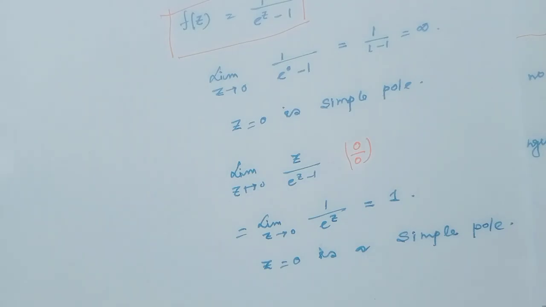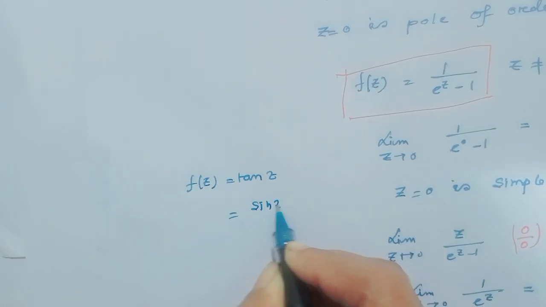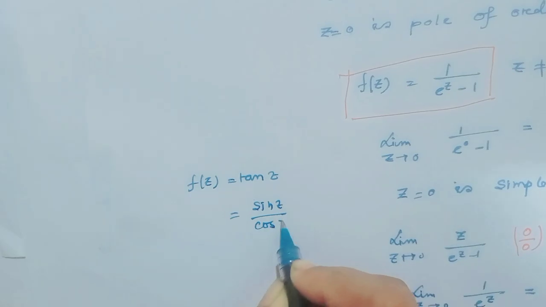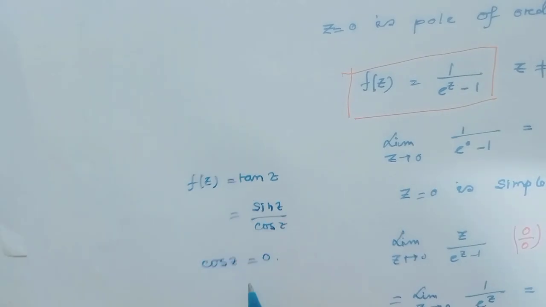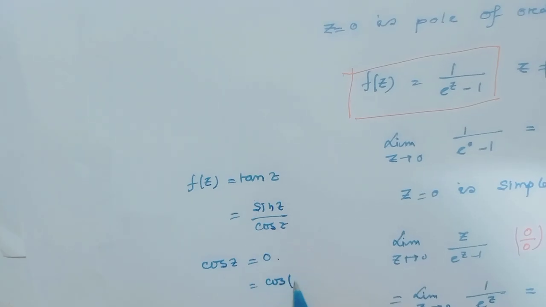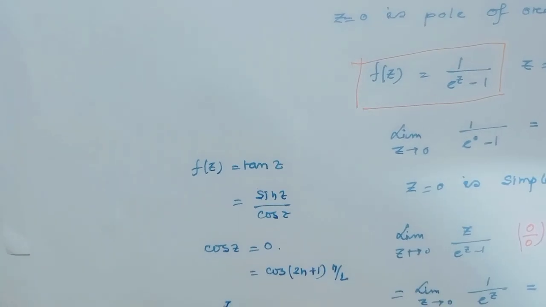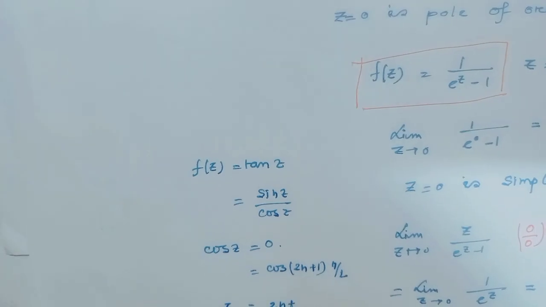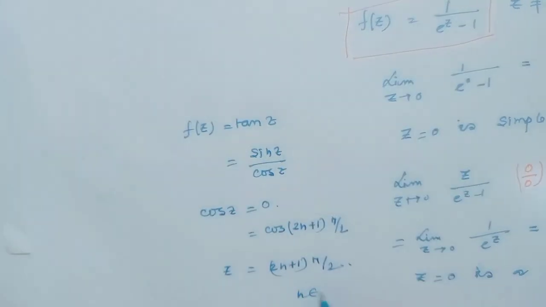Okay. f(z) = tan z, we can write this as sin z over cos z, and the function is not defined when cos z equals 0. This happens when z equals (2n plus 1) times pi over 2, where n belongs to the integers.